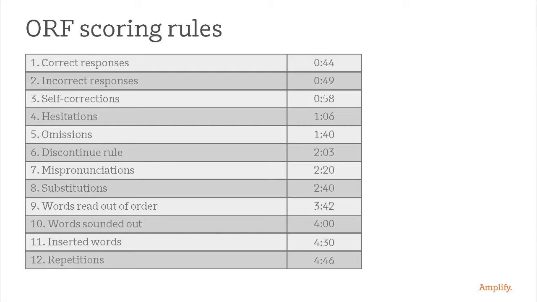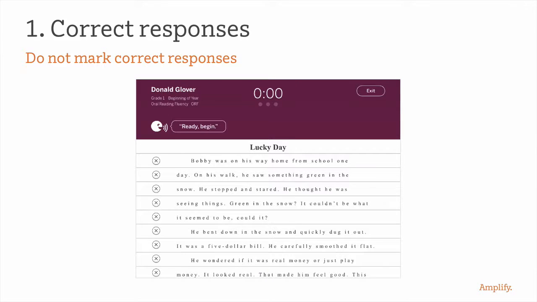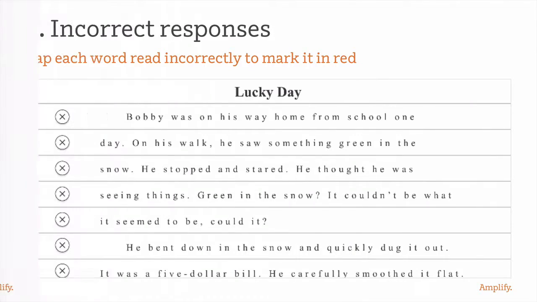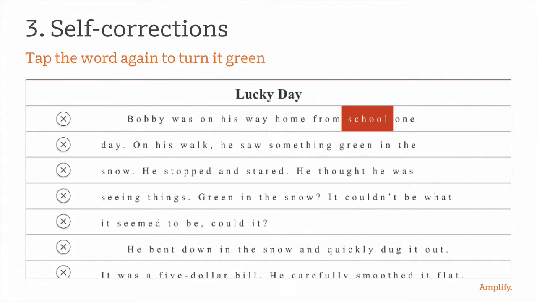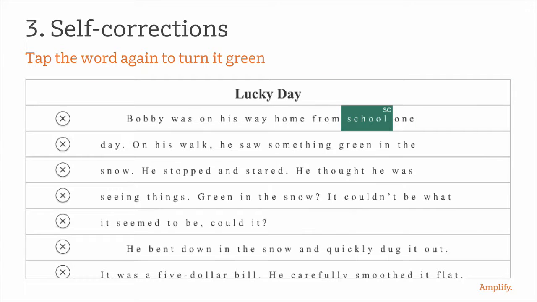Use the timestamp shown here to skip ahead to a scoring rule you're eager to learn about or to review a rule in the future. Correct responses. Do not mark correct responses. Incorrect responses. Tap each word read incorrectly to mark it in red. Self-corrections. If a student makes an error but corrects it within 3 seconds, tap the word to turn it green.